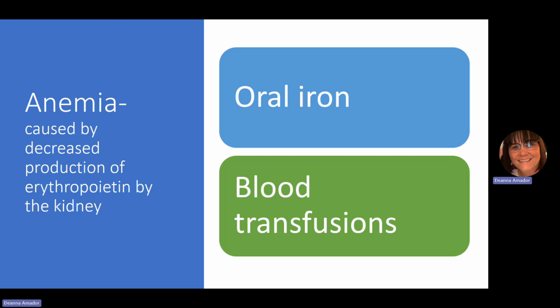Okay, so anemia, I've already talked about this because of this decreased production of erythropoietin. I think I've said this now probably 7 times. So everybody should get this correct if this is ever on an exam question. With this, they'll be given oral iron and blood transfusions.